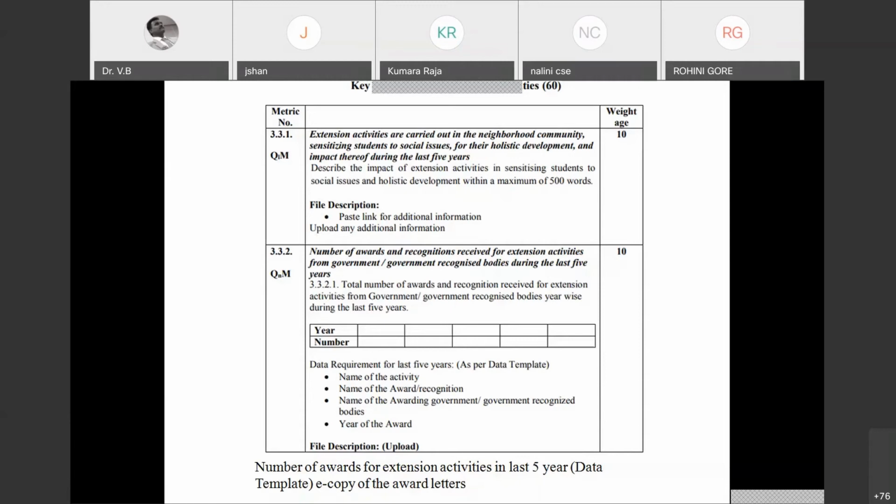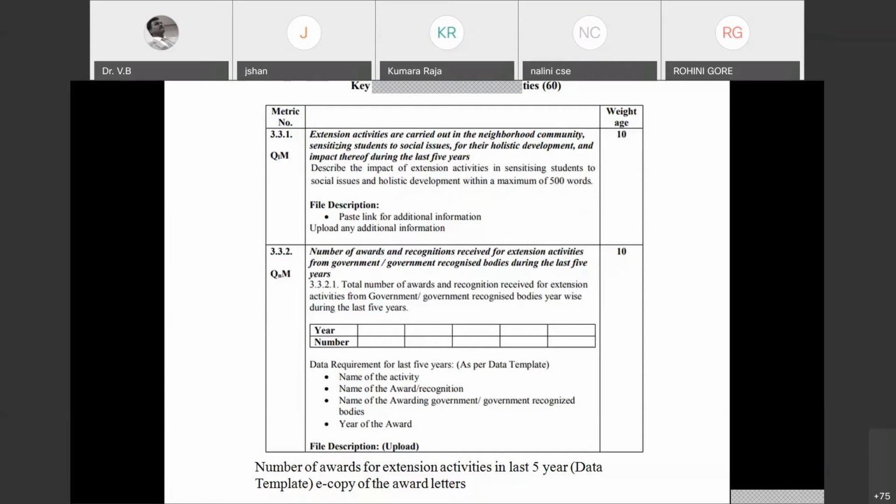3.3.2 is quantitative, in which it says number of awards and recognitions received for these activities from government and government recognized bodies. So it is a quantitative metric in which you have to give the number of awards for the extension activities in the last 5 years. And remember, it is quantitative, so it is a data template in which you have to mention the name of the award, the purpose or the activity for which the award was given, and the agency which gave this award, and the year in which the award was granted.